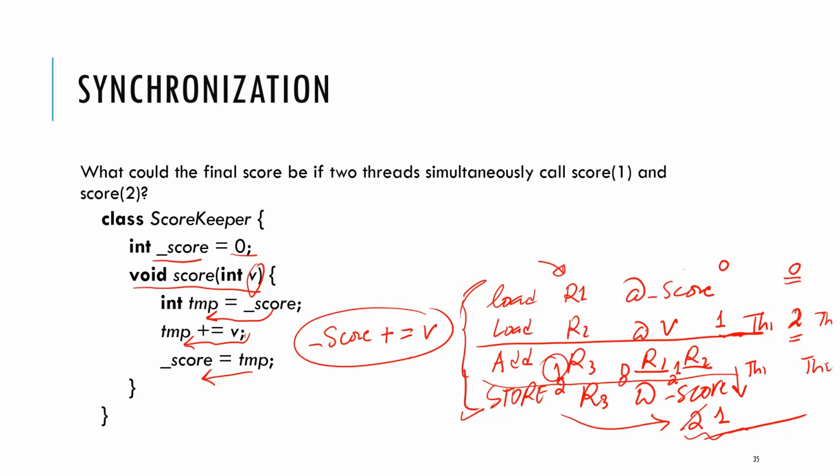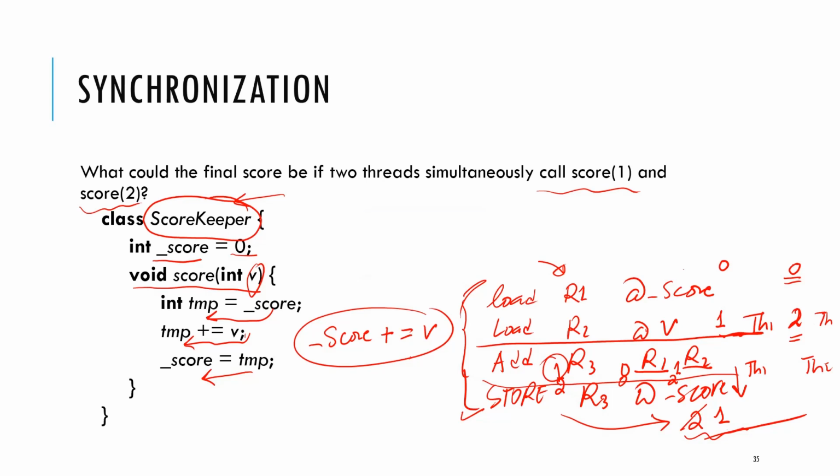So the assumption that we're making here is that each thread is accessing the same instance of scorekeeper. If each thread has its own scorekeeper copy, this won't cause any problem. So again, if a thread calls score 1 and another calls score 2, we will end up having an erroneous result.